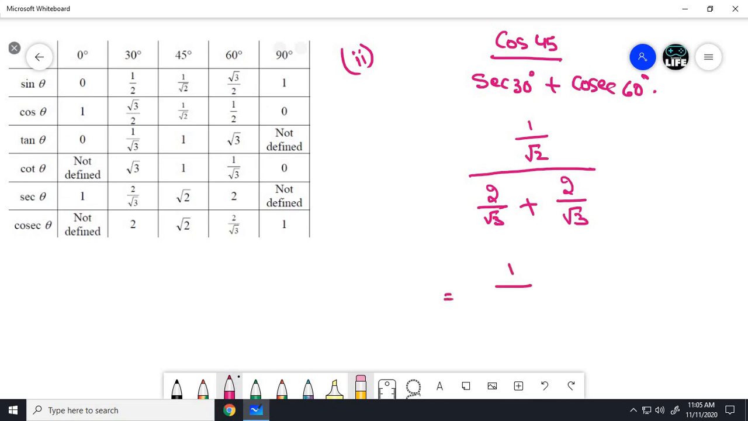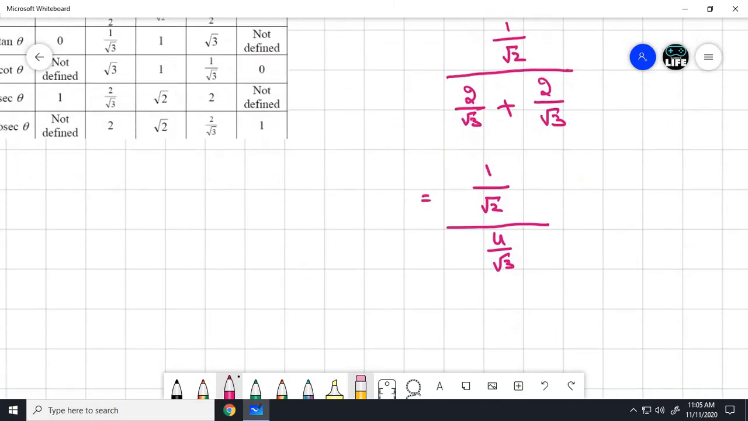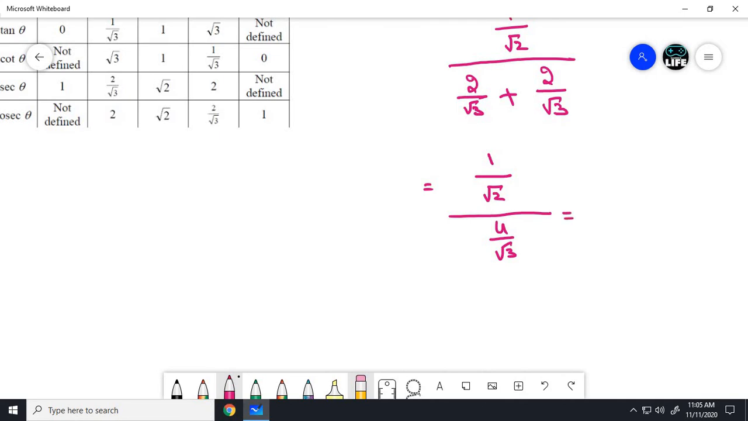So it is equal to 1 by root 2 by 4 by root 3. While transposing the denominator into the numerator, it will be reciprocal. So 1 by root 2 into root 3 by 4. So that is equal to root 3 by 4 root 2. Hope you understood. So let's do the next sum.